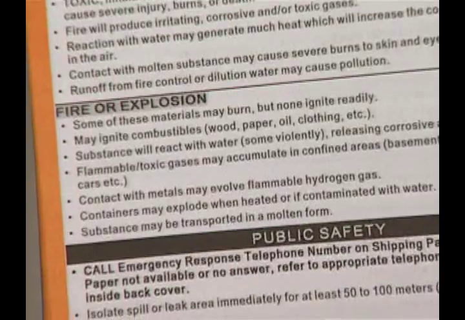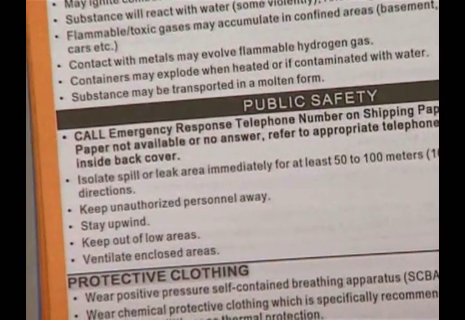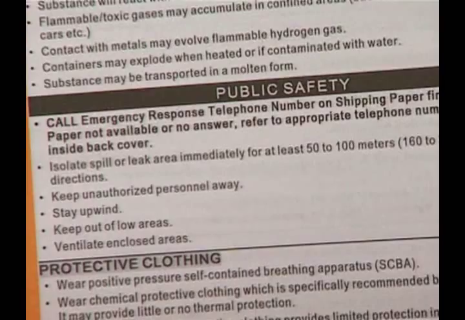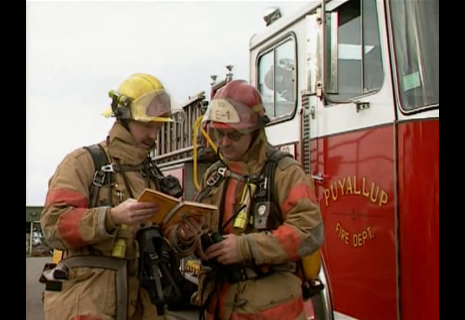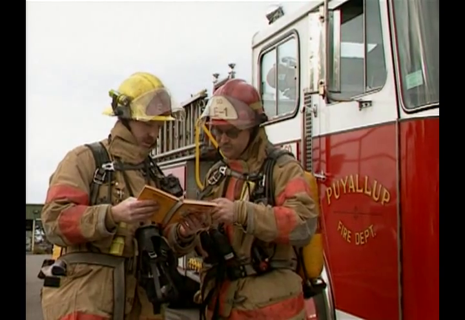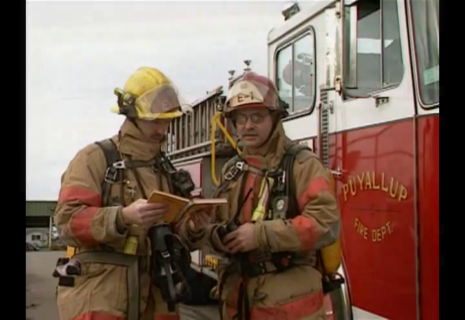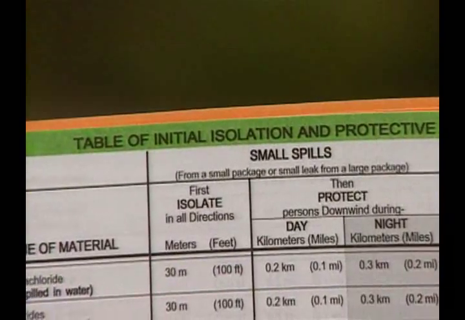For first responders, the public safety section of the guide is especially helpful. Here you will find information about what level of protective clothing is needed and if evacuation may be necessary. Initial response activities are outlined on the facing page. Distances for materials that require isolation and evacuation are provided in the green section.